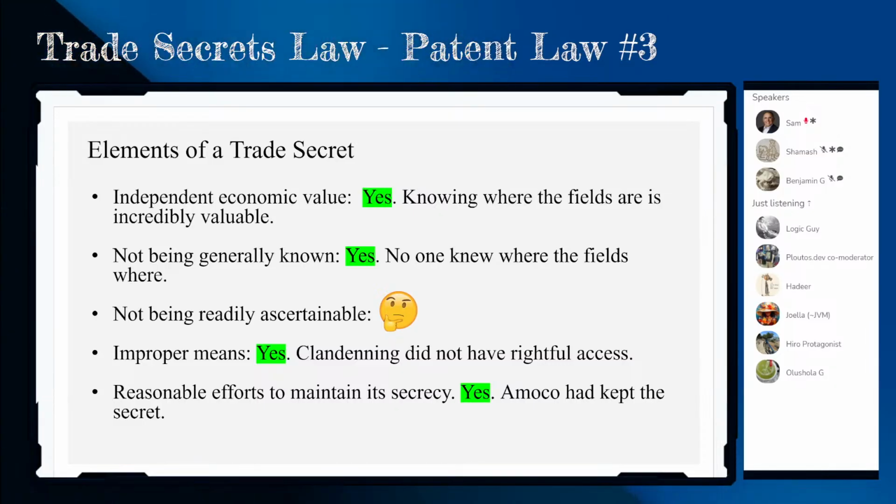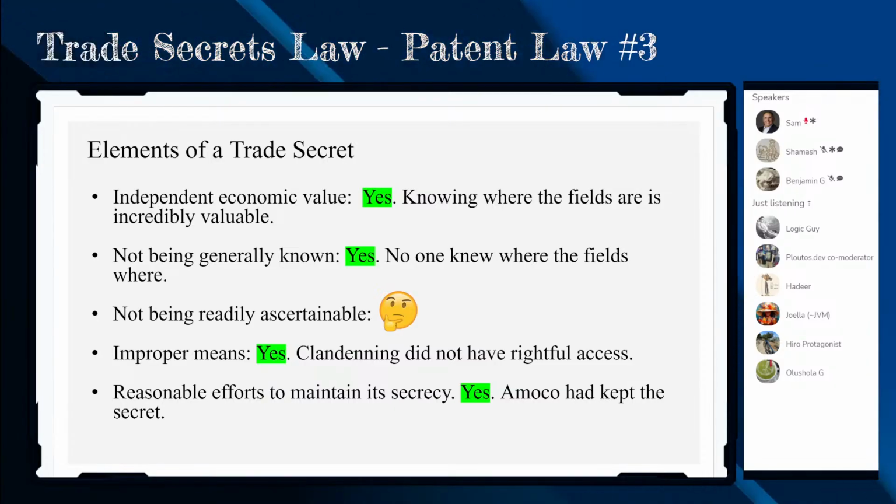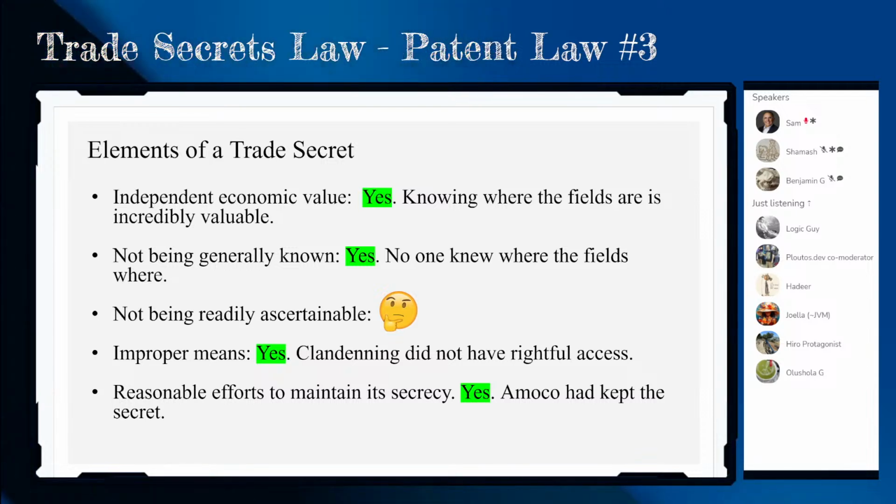Was it obtained by improper means? Yes. And was it subject to reasonable efforts? And the answer is yes. I mean, Amoco's policy on keeping confidential information confidential is, as you might expect from a company of the size of Amoco, pretty airtight. So really what we're going to be dealing with is readily ascertainability.